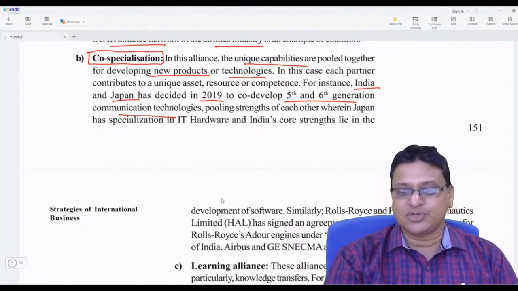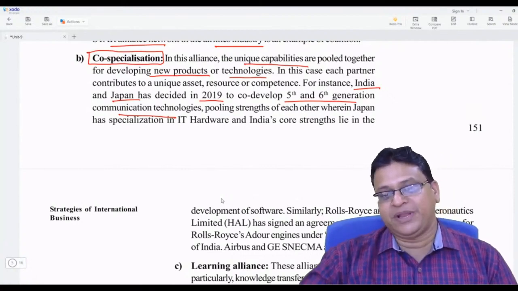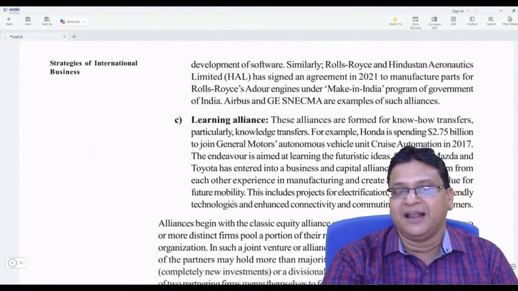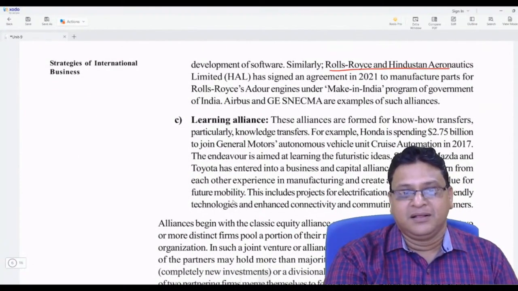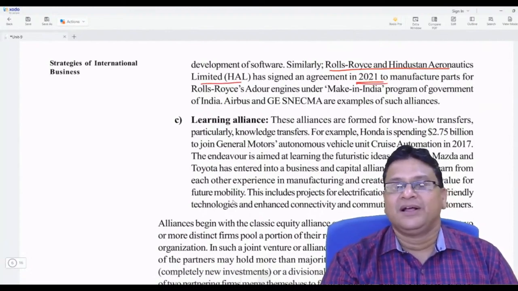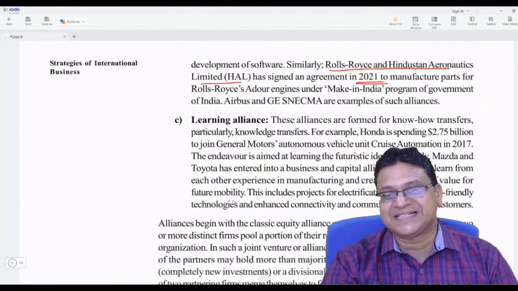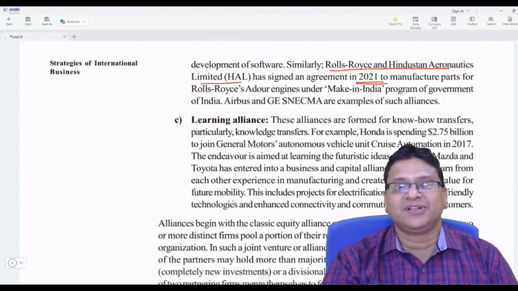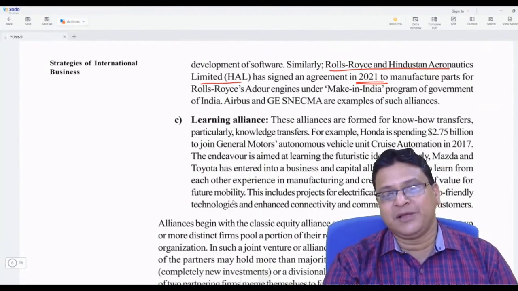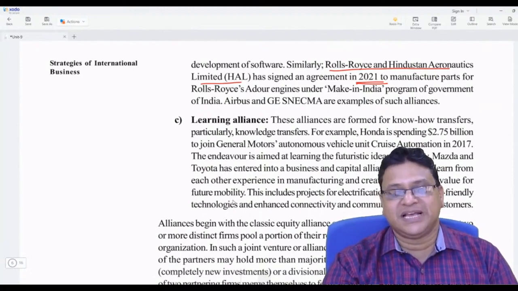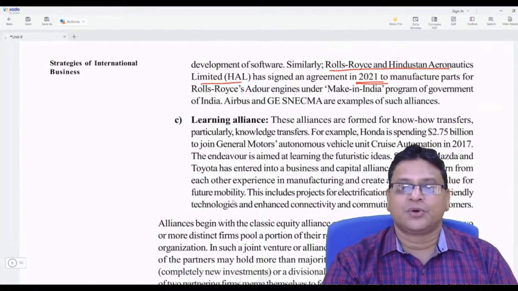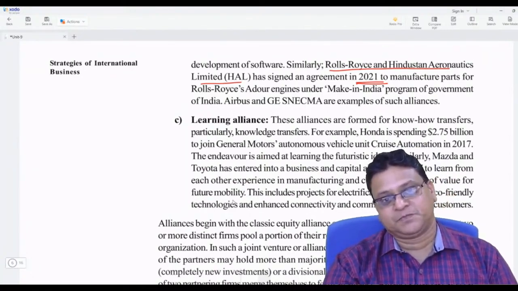There is a co-specialization alliance between Rolls-Royce and Hindustan Aeronautics Limited (HAL) in 2021, where Rolls-Royce will provide engines and HAL will provide other aircraft materials. They will come together with their strategic alliance to produce combat aircrafts.